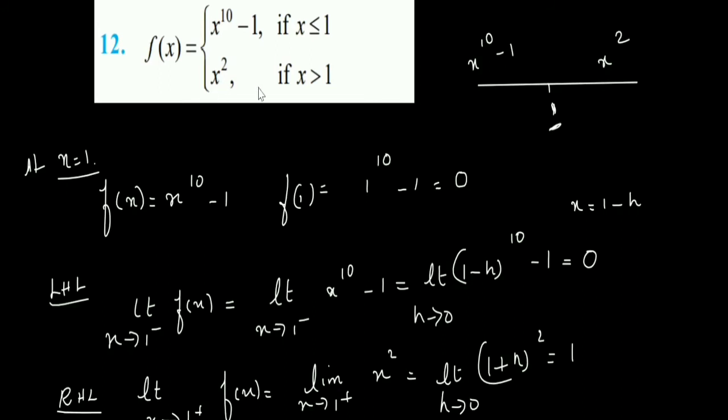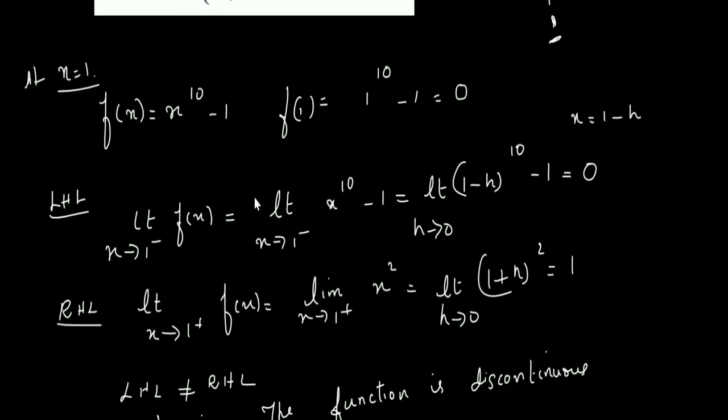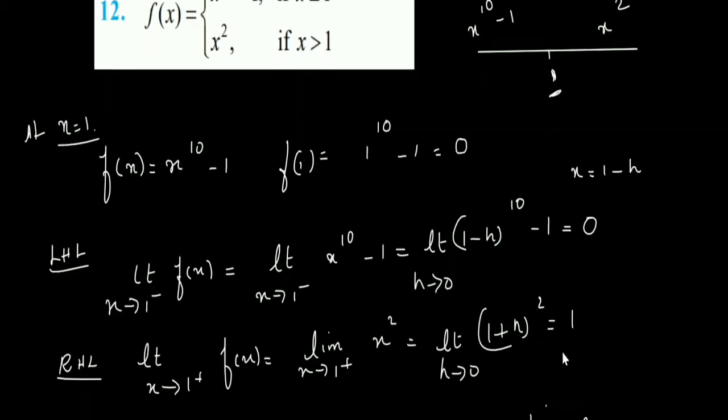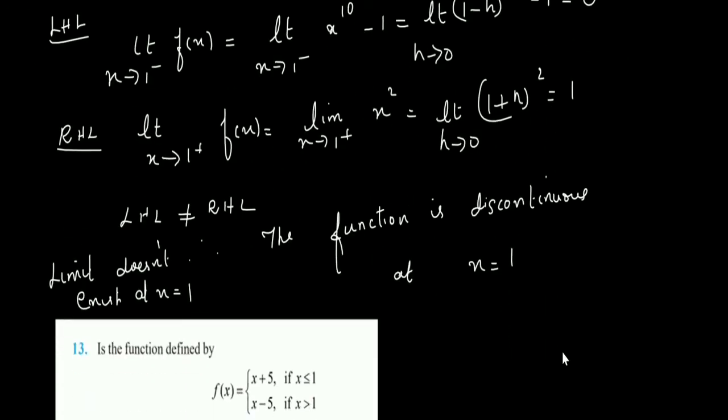Now we have to check the right hand limit, x tends to 1 plus of f of x. 1 plus h means greater than 1. Greater than 1 the function is x square. So limit h tends to 0, x is replaced by 1 plus h the whole square. Substitute h is 0, 1 square is equal to 1. So you get 1.